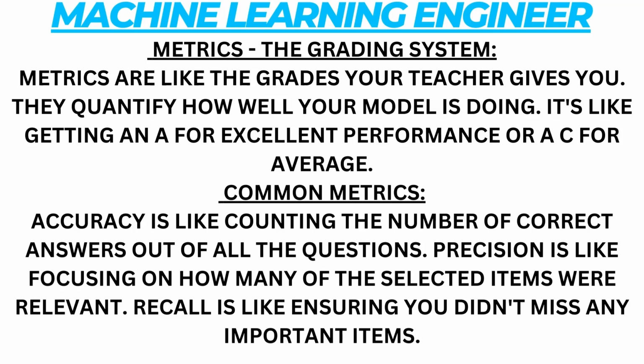Common metrics. Accuracy is like counting the number of correct answers out of all the questions. Precision is like focusing on how many of the selected items were relevant. Recall is like ensuring you did not miss any important items.